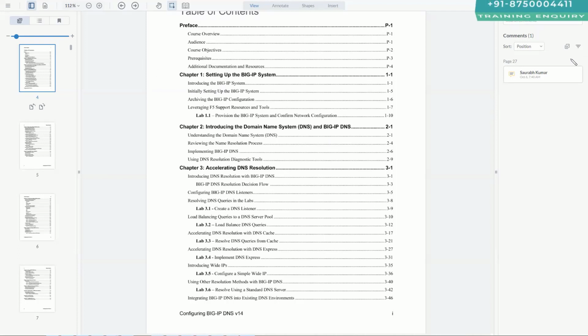In each city they have 2, 3 centers, because not each and every Prometric center would allow you to take the F5 exam. The F5 exam can be conducted only at Pearson-owned centers. So if it is a Pearson-owned center, then only you can take the exam. It's similar to GMAT, GRE kind of thing. Okay. Now let's talk about the F5 DNS.